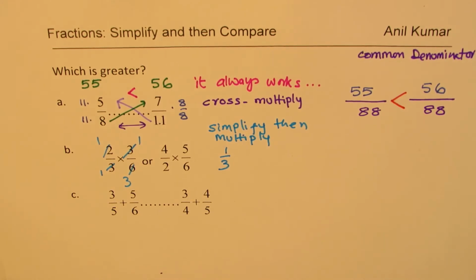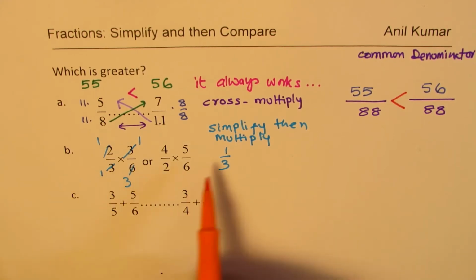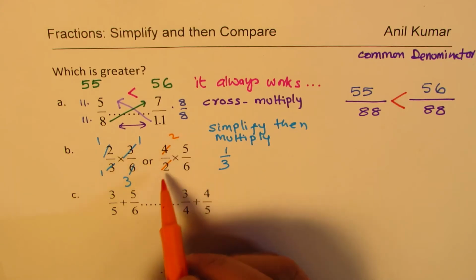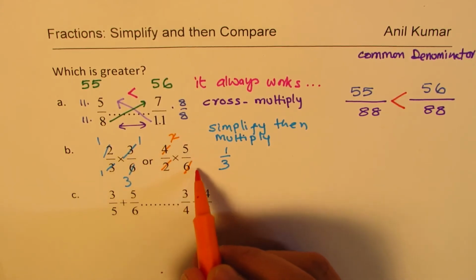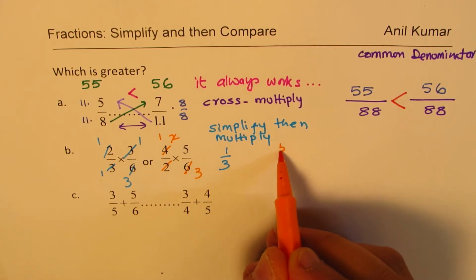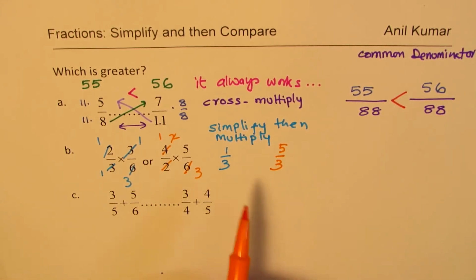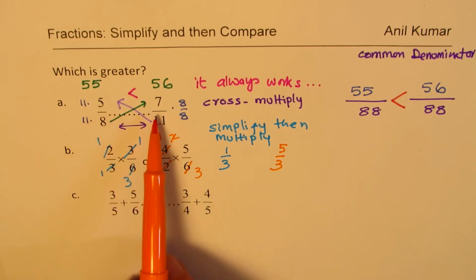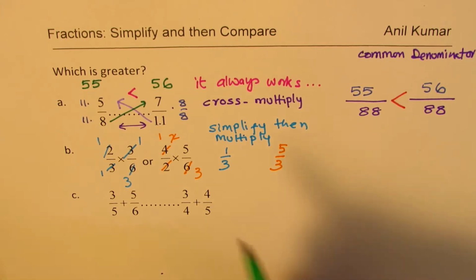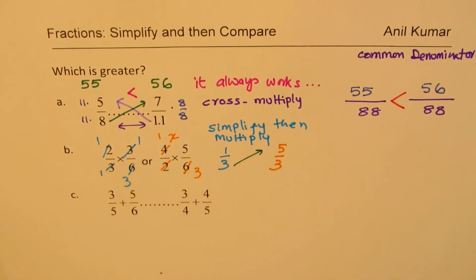Do you agree with me? So we simplified it and found that this one is just 1 over 3. The other one, on the other hand, we could simplify by dividing by 2 each, 2 times 1, 2 times 3. So the other one is 5 over 3. So we again get a fraction like we got the previous time. Now how will you compare? Now you got it. You got to cross multiply, right? So you will cross multiply this time.